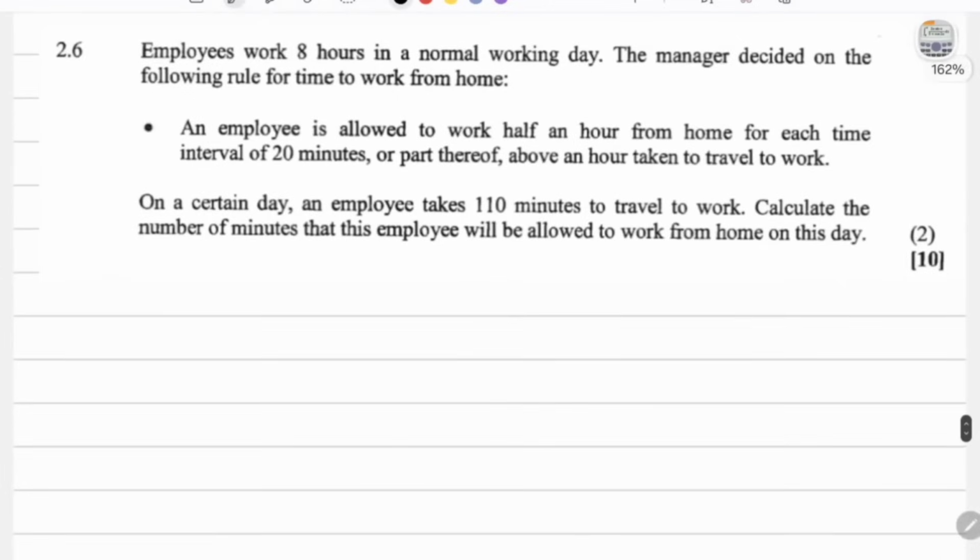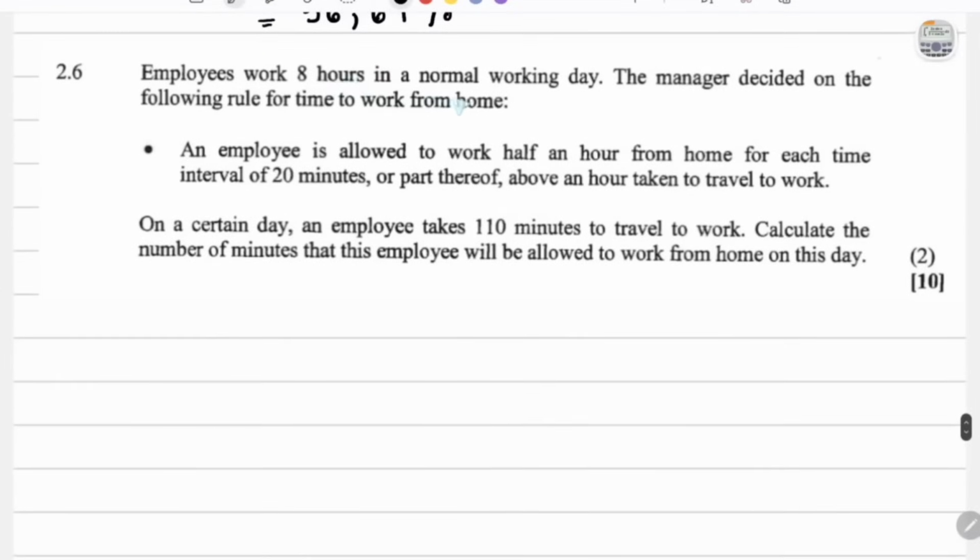Okay, 2.6 says, employees work 8 hours in a normal working day. The manager decided on the following rule for the time that they're going to spend working at home. An employee is allowed to work half an hour from home. So employees are allowed to work that 30 minutes that they spoke about, half an hour from home, for each time interval of 20 minutes or part thereof above an hour taken to travel to work.